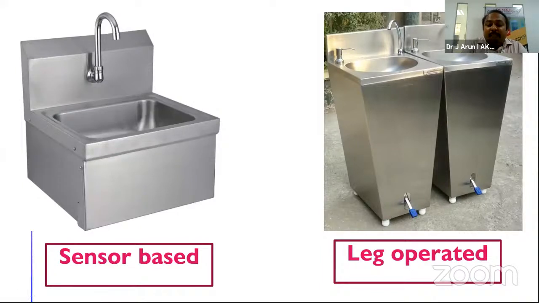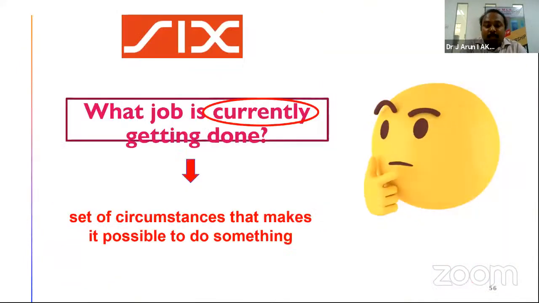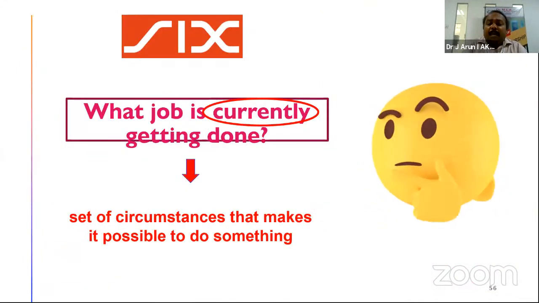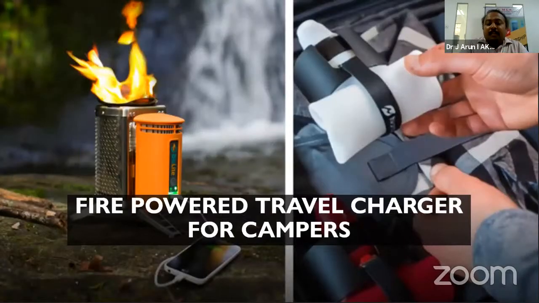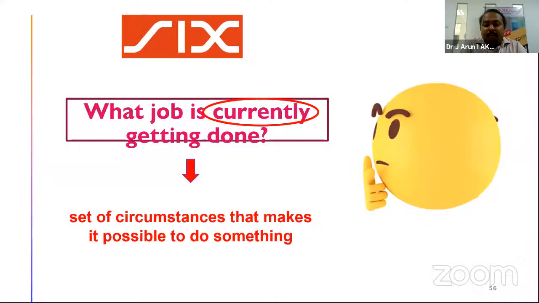So you have to identify what job needs to be done for the particular problem statement, and what job they are currently getting done. This is also important. For example, this is a fire powered travel charger that can be used by campers, those who go camping in the forest. They put the wooden box, and when the fire is there, your phone will automatically be charged. So just think of that previous concept.